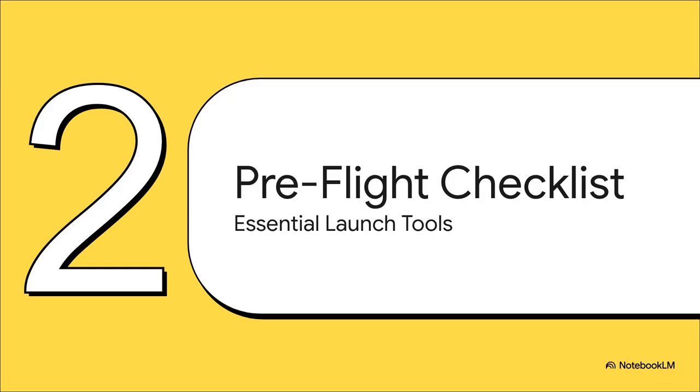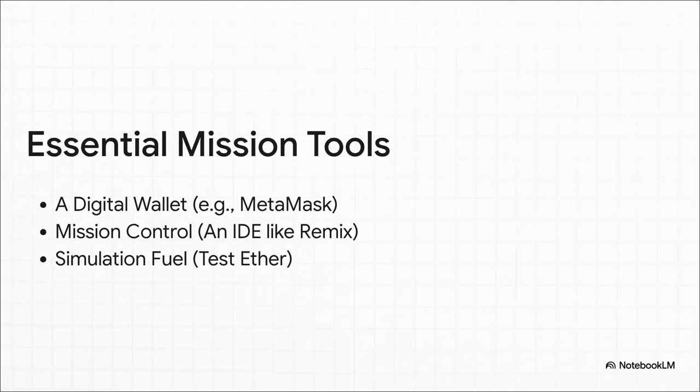Okay, so we've got our payload, we know our destination, but you can't just run over and hit the big red launch button. Not yet. Every mission commander, and in this world, that's the developer, has to go through a supercritical pre-flight checklist. Got to make sure all systems are a go. And there are three tools you absolutely need. First up, a digital wallet, something like MetaMask. This is basically your ID, your set of launch keys, and how you're going to pay for the whole mission.